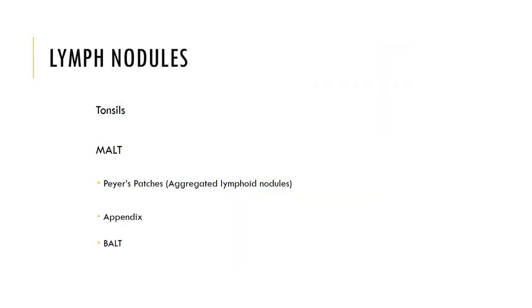The lymph nodules are areas of densely packed lymph tissue or lymphocytes, and their boundaries are not distinct because although they may cluster together and form large masses, there is no fibrous capsule surrounding them. We will examine the tonsils, MALT, which consists of Peyer's patches and the appendix, and BALT, which is bronchus-associated lymphoid tissue.